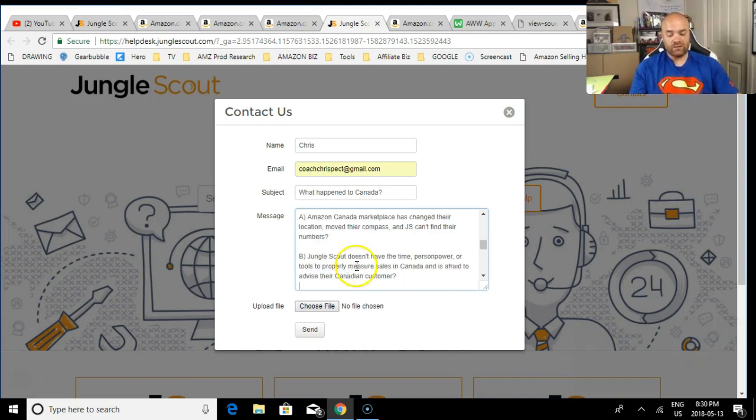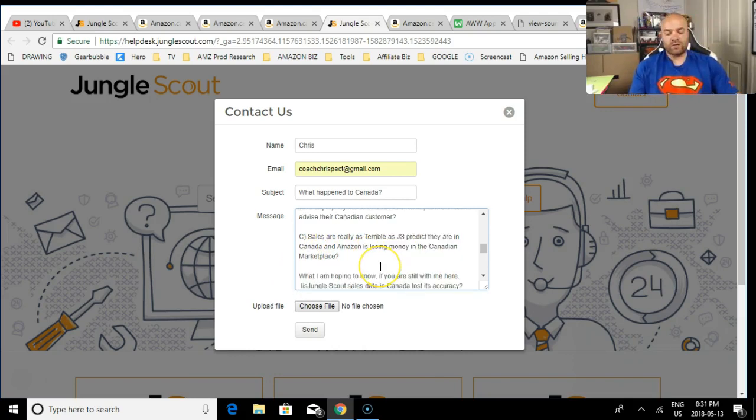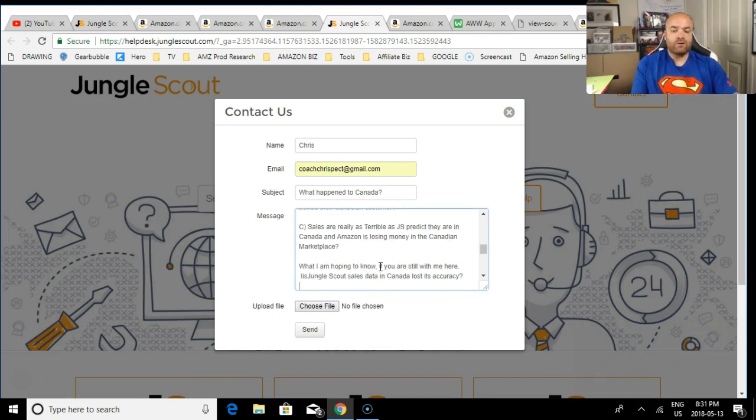Or B, Jungle Scout doesn't have the time, person power, or tools to properly measure sales in Canada, and is afraid to advise their Canadian customers. Okay, so there's something going on, and the sales are really terrible as per Jungle Scout in Canada, and Amazon is losing money. So essentially Jungle Scout's numbers are right and Amazon is doing really bad in the Canadian marketplace. I don't know if that's the case. Maybe it is the case. Maybe the Amazon sales, which I'll probably have to look up, maybe they're terrible.